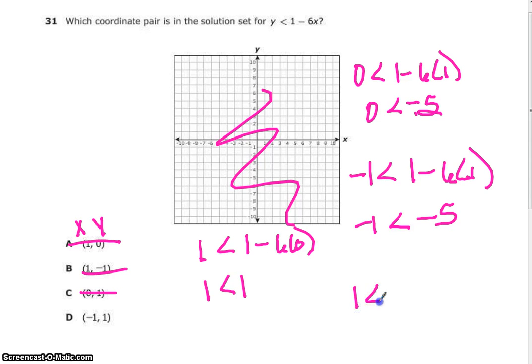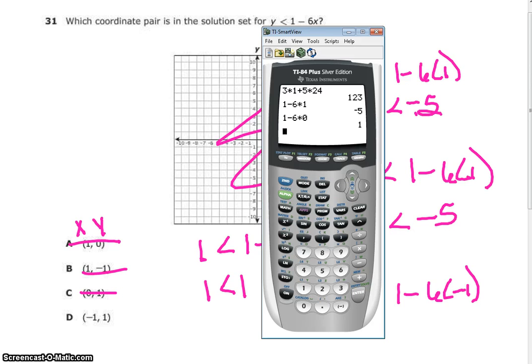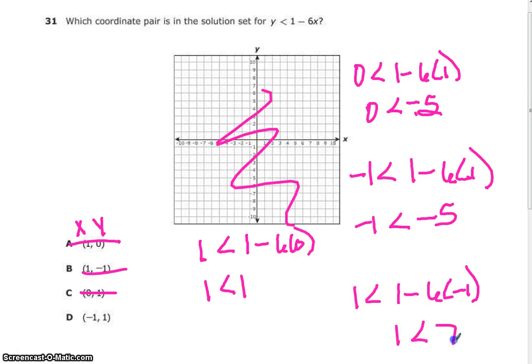And y is 1, is 1 less than 1 minus 6 times negative 1? So let's say 1 minus 6 times negative 1, and we get 7. Is 1 less than 7? Yes, it is. There's your answer. It's just trial and error.